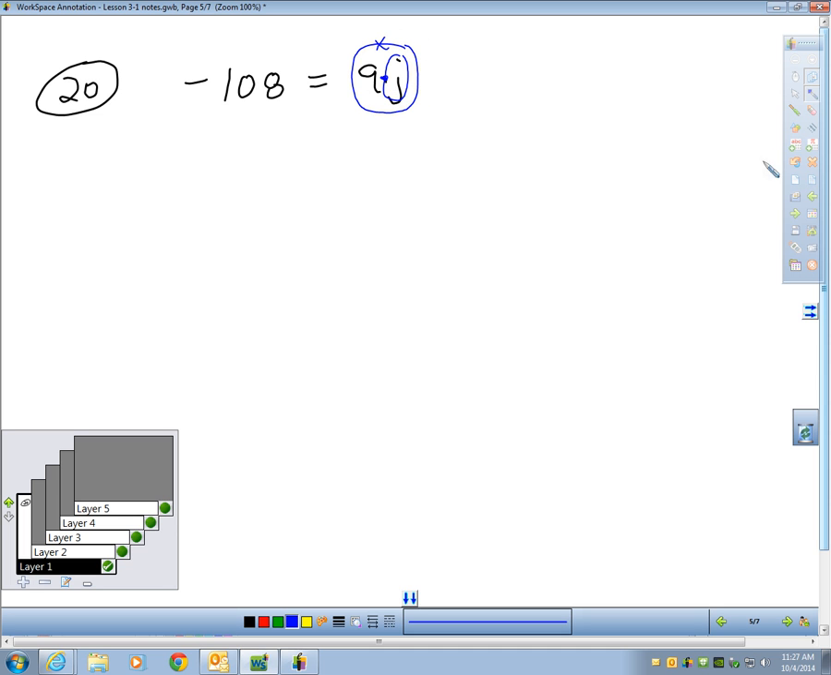So how do I get rid of times 9? Well, remember, the inverse of multiplying is to divide. I ought to divide each side by 9. So let me just erase my onion here. Okay, I want to work into the center of the onion.